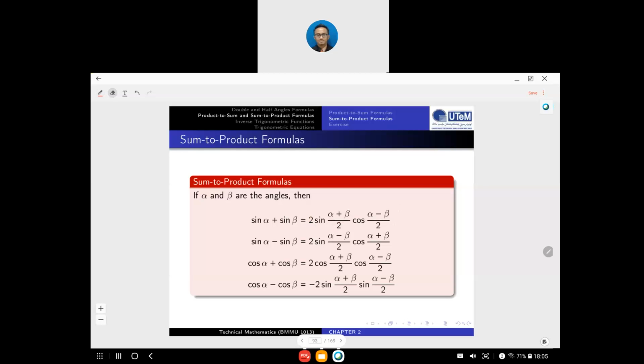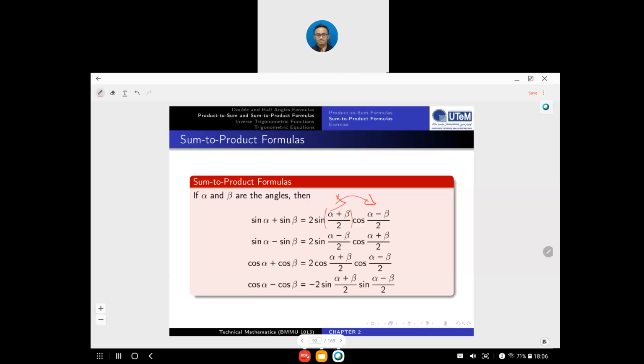Angle tak boleh sesekali disimplifikan dengan parameter kat luar. Because this one is angle. Angle tak boleh disimplify dengan nombor kat luar. Angle hanya boleh disimplify dengan menggunakan identities only. Okay, ingat tu. Jangan sesekali awak pergi simplify. Tiba-tiba awak pergi darab dua ni pula, tak boleh. Angles hanya boleh disimplify dengan menggunakan identities.